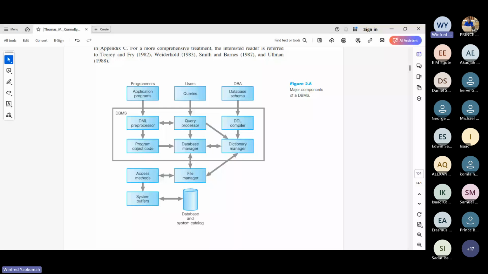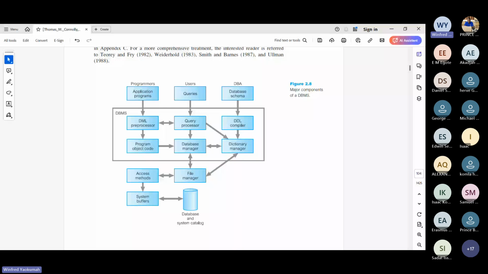You see that another major component is access method. I think that's the question that somebody asks right now. Authorization. How do we access the database? Then file manager. Then system buffers to keep temporary files so that you can speed up the retrieval of records to the users. So as a whole, this is how the general overview of the components of a database management system looks like.